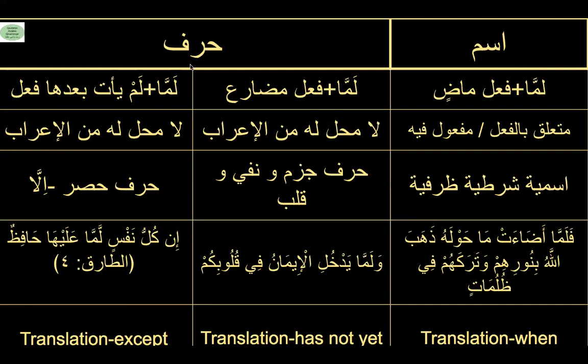The next two types of lamma are when lamma is a harf. It is going to be harf jazmin, wa nafyin, wa qalbin when it is seen with fi'l mudari. So when lamma is seen before fi'l mudari, it is harf jazmin, wa nafyin, wa qalbin. Since lamma is a harf, when it is seen before fi'l mudari, it is la mahalla lahu min al-i'rab, like any harf.